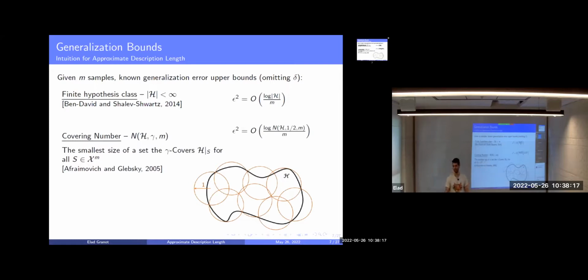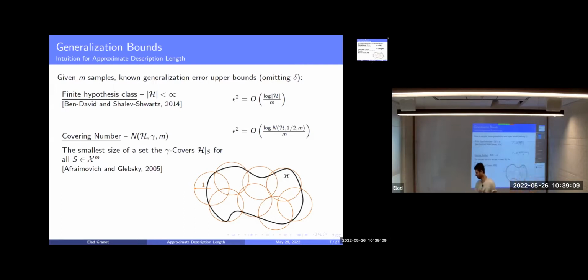But what if H is not finite? What if it is infinite? So sometimes we can use an approach which is called the covering number, and the idea is if we could cover our class with balls of radius gamma, so this is called the gamma cover, and if you could do that, then of course each function will be gamma close to one of those covering balls, and if the number of balls is finite, and we take the smallest such set that covers the entire class, then we can actually replace the size of H with the covering number itself.